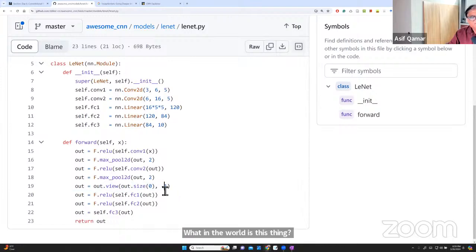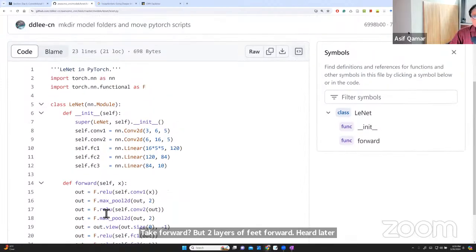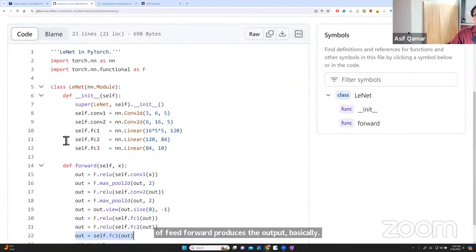When it is saying make it into one single flattening, followed by two layers of feed forward, the third layer of feed forward produces the output, basically, right? So this is it. This is it. You see how simple it is in code today?